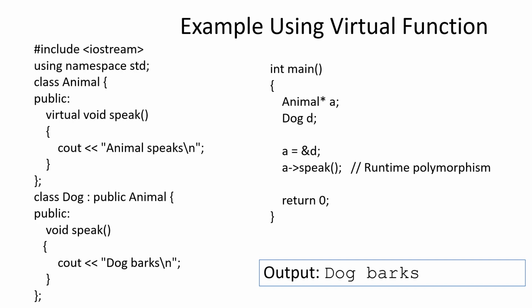Let us look at the program example. The speak function in the Animal class is declared as virtual. The Dog class overrides this function. In the main function, we use a base class pointer pointing to a Dog object. Now, when we call speak, it prints "Dog barks". This is runtime polymorphism.